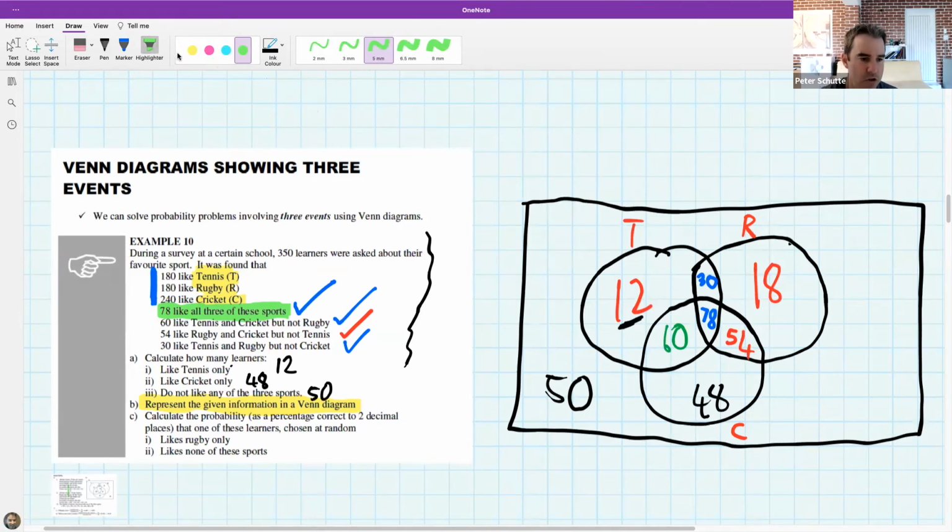Now, what I want you to do is calculate the probability answers for this question C. What's the probability that if you chose a random person here, they like rugby only? And what's the probability that if you choose one random person, that they like none of the sports? I want you to answer that and put that in the chat.